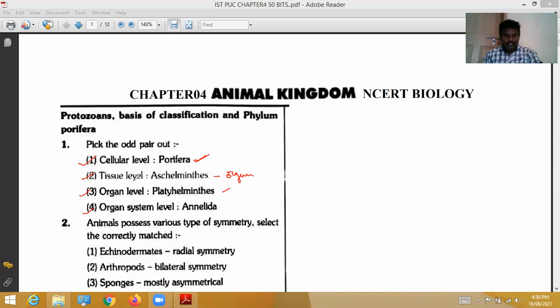So tissue level is not shown in Aschelminthes. It is the different one, the odd one. Organ level in Platyhelminthes, okay. Organ system level in Annelida. So among these four options, the different option is 2. The correct option is 2.